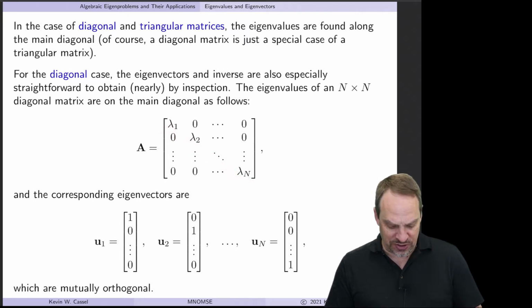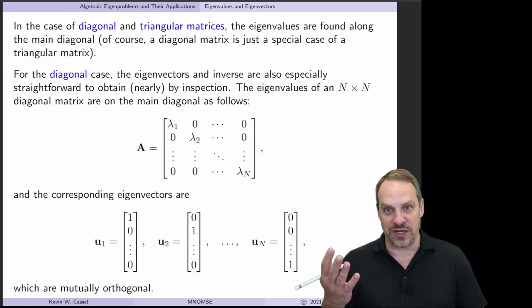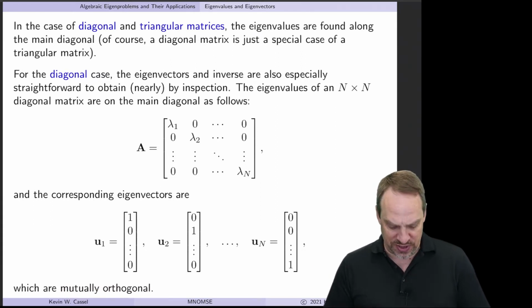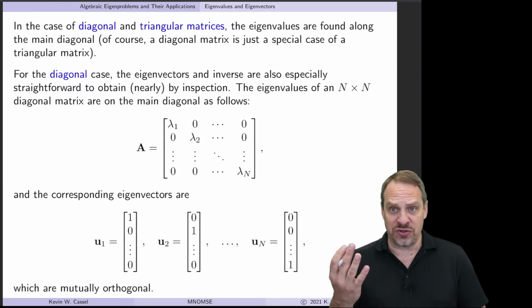Turns out the eigenvectors, you can immediately write down. They're 1, 0, 0; 0, 1, 0; 0, 0, 1, and so forth. So they're all mutually orthogonal. In fact, a diagonal matrix is symmetric, so you'd expect them to be orthogonal, as we'll show in the next section. So the eigenvectors are very simple.